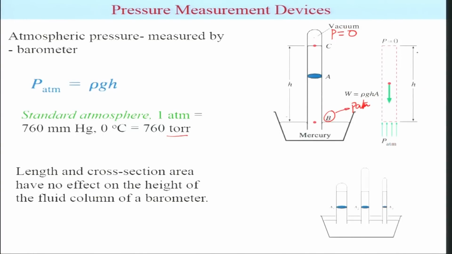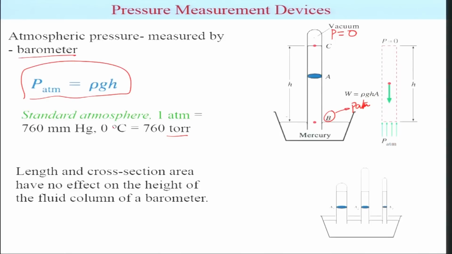Now you can do a force balance, and if you do a force balance, you will come up with this expression that P atmosphere is nothing but rho g h, where h is the height of the mercury from the top of the container's mercury level. So this is a way we calculate atmospheric pressure, and this equipment or device is called a barometer.